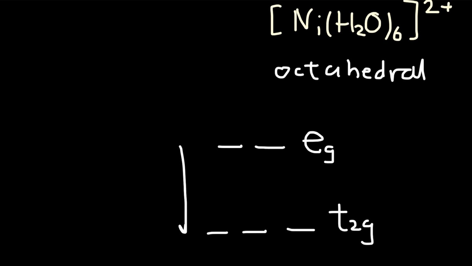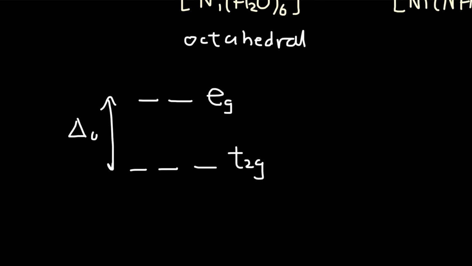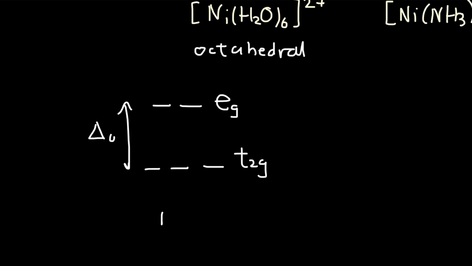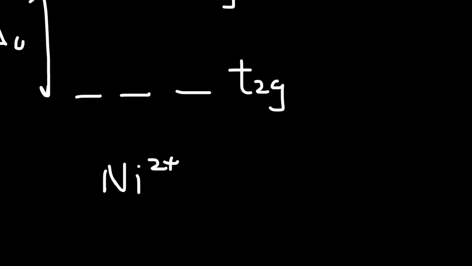And we will have to draw the arrow for splitting energy, which looks like delta O, meaning the splitting energy for an octahedral complex. Okay, so now we have to figure out how many electrons to add in here. And that will depend on the metal's electron configuration. And since water is neutral, nickel is just going to be 2+. Then we have to find out the electron configuration.